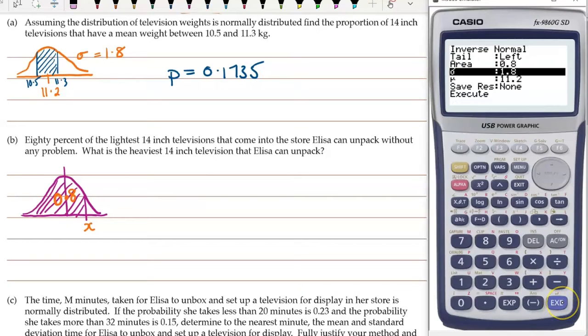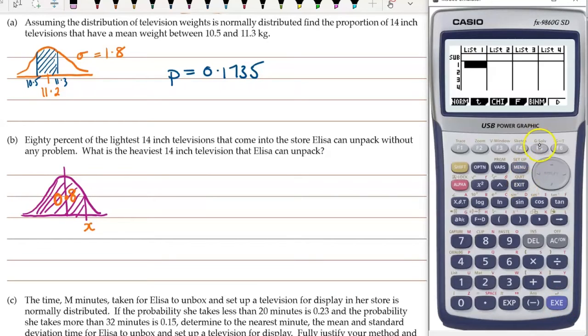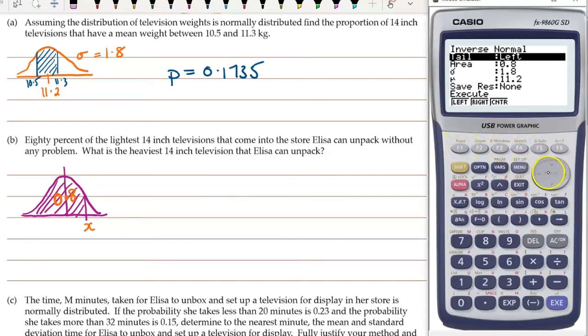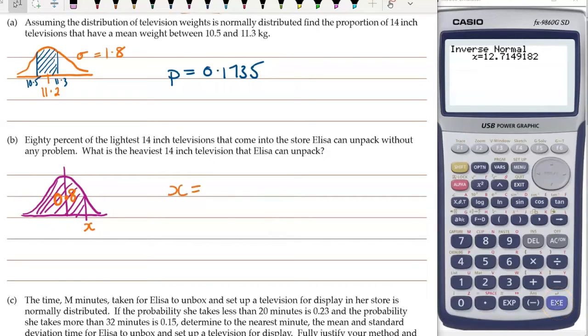So again, in our stats menu, we've got distributions, normal, and we're going inverse normal. We have a tail on the left, we put the area in as 0.8, the sigma is 1.8, that hasn't changed, and the mean hasn't changed either, that's 11.2. If we enter that in, we've got x is equal to 12.71.